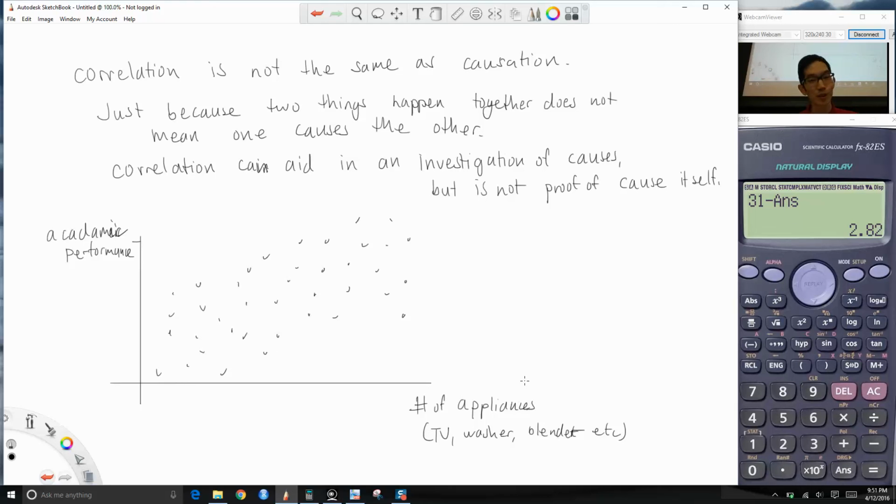Okay, and so these things are correlated, and it's very interesting, but in and of themselves they are not the causes.